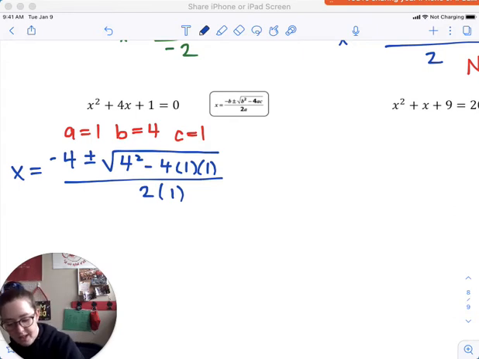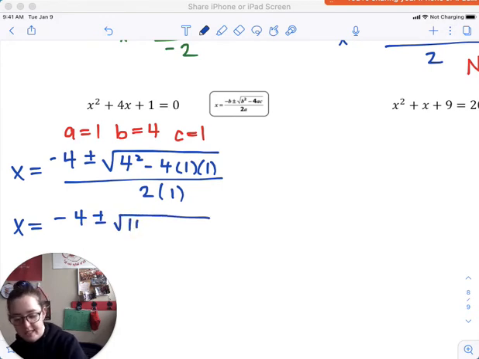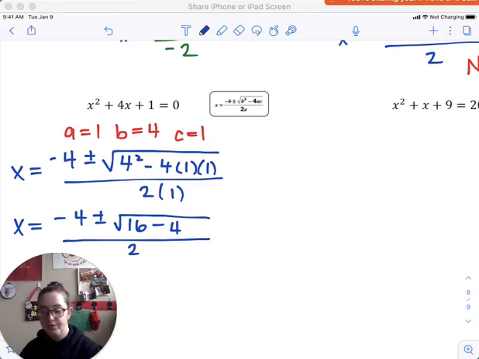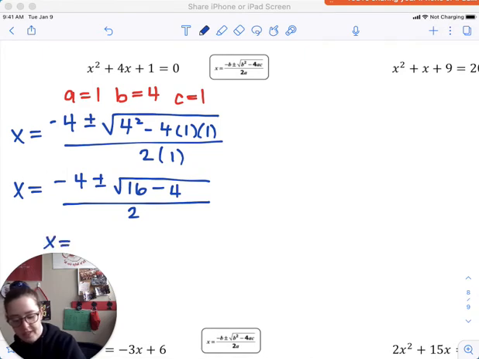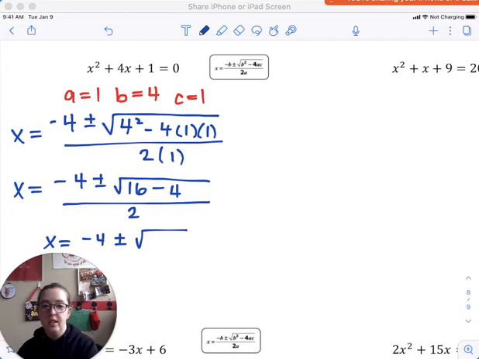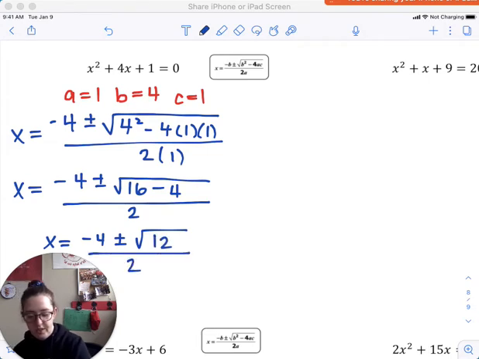All right, so now we'll start simplifying. We have negative 4 plus or minus the square root of 4 squared is 16 minus 4 times 1 is 4, all over 2 times 1 is 2. X equals negative 4 plus or minus the square root of 16 minus 4 is 12 over 2.